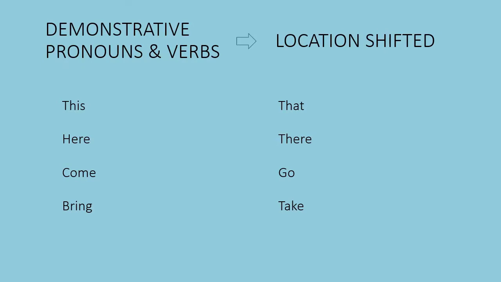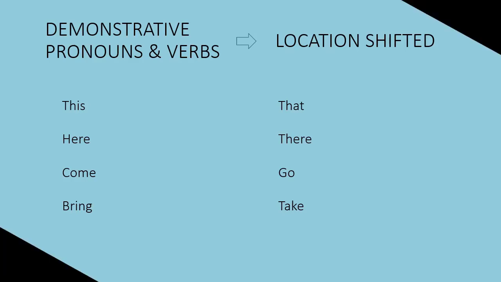Here and there. Come shifts to go, and bring shifts to take, and vice versa. Go can shift to come, and take can shift to bring. So it really depends on the perspective of who's speaking and the location the person is bringing the thing to. So that does it for perspective shifts. Next up, we'll do the verb backshifts, and then we'll bring it to a close.